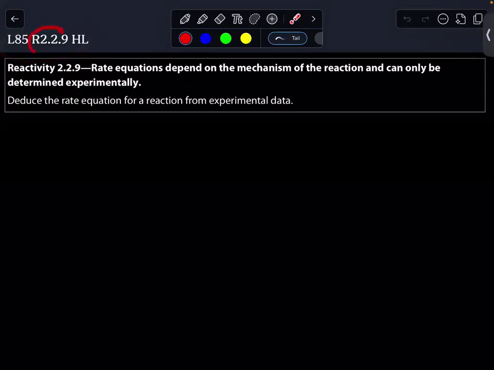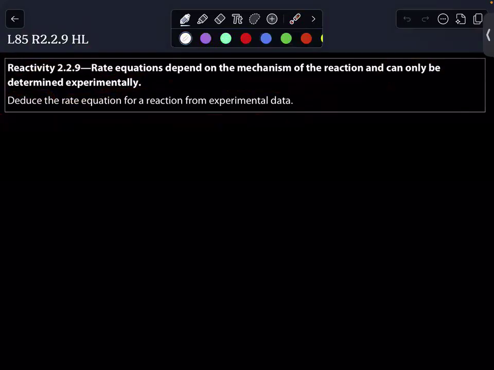Today we're going over R2.2.9. This is an HL topic. We're going to be talking about rate equations, how they depend on the mechanism of the reaction and can only be determined experimentally. So we're going to deduce the rate equation for a reaction from experimental data. That's what we should be able to do.